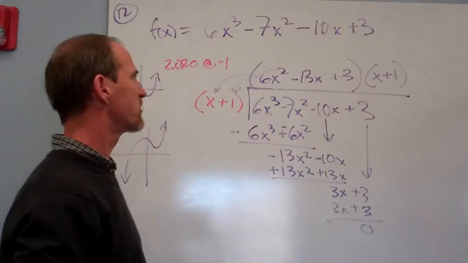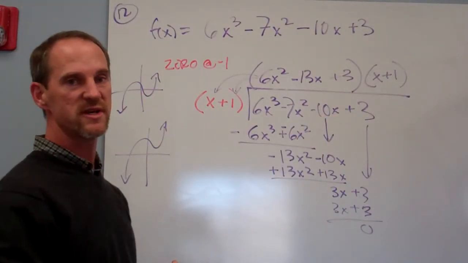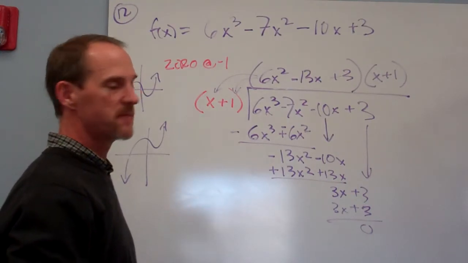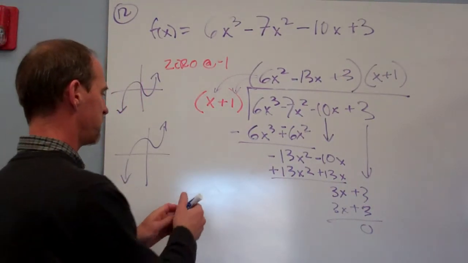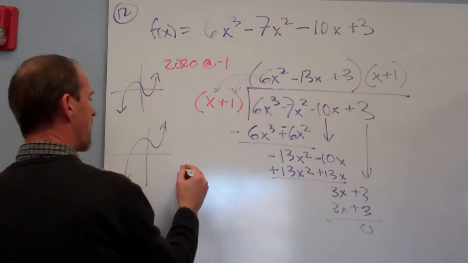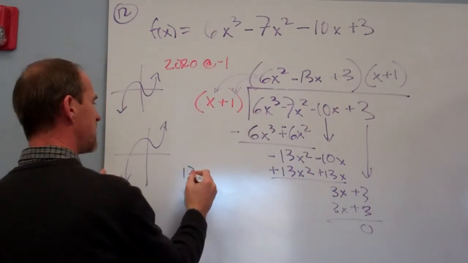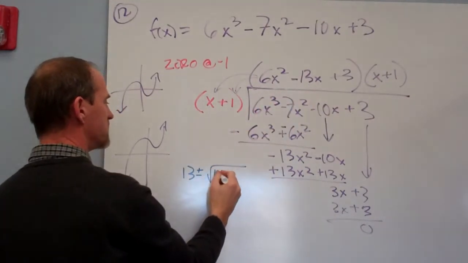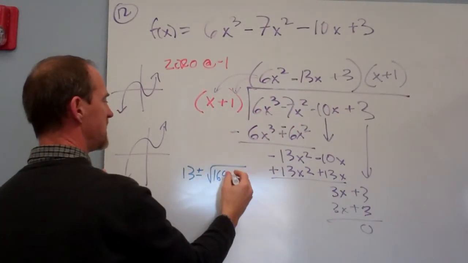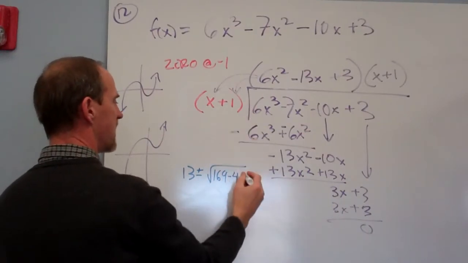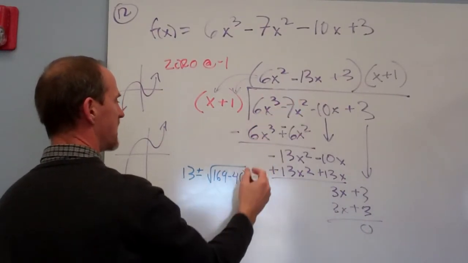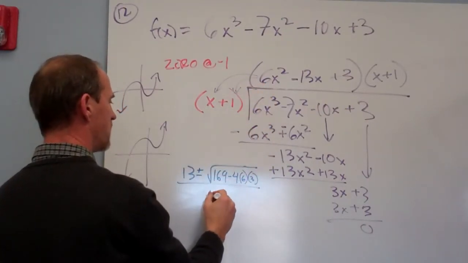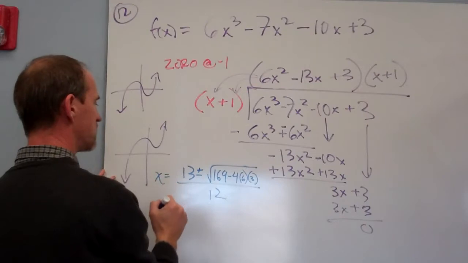So you smack that with the quadratic formula, and you'll get your two exact answers, and you can write them in radical form. All right? So just to do that super fast, I guess it's worth doing. Minus a minus 13 is 13 plus or minus the square root of 169 when I square 13, minus 4 times 6 times 3, and that's all over 12. Okay, that's what my x's are going to be equal to.